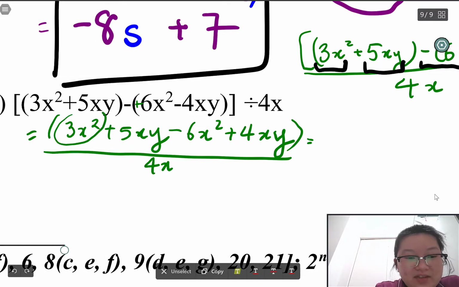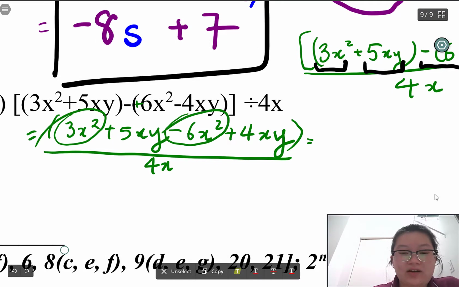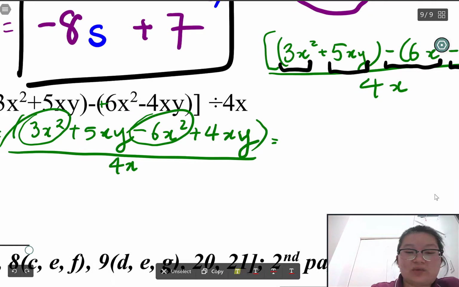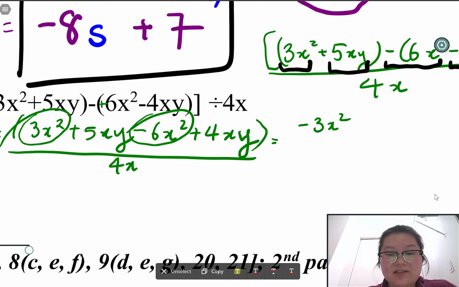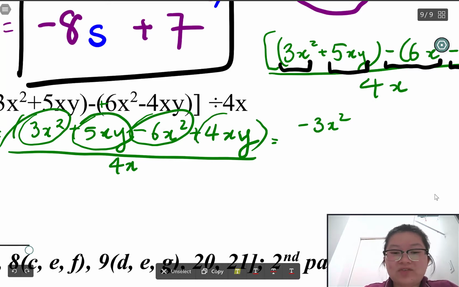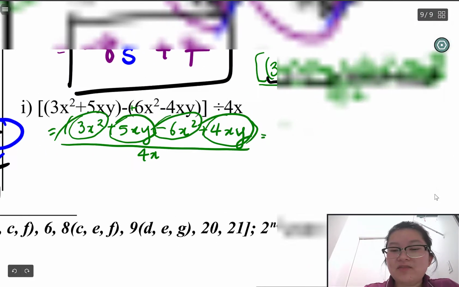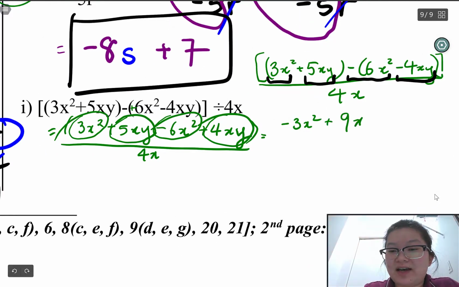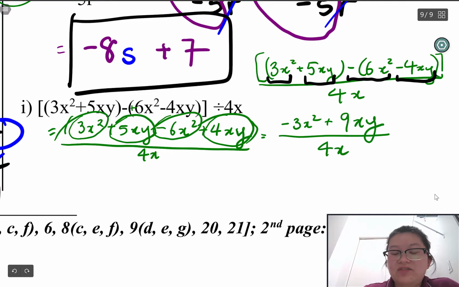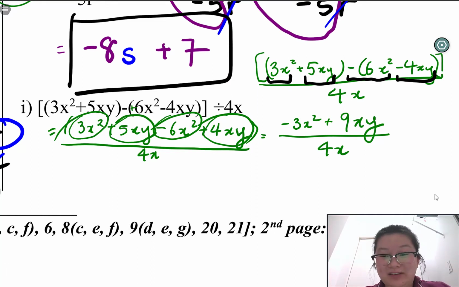I have a 3x squared here and a negative 6x squared. So 3x squared minus 6x squared, that's going to give me minus 3x squared. Okay, I don't have space to write it, otherwise I would. But hopefully at this point you'll be a little bit more comfortable with subtracting polynomials. Here I have plus 5xy plus 4xy. So 5 plus 4 gives me 9. And of course this is xy, so this is plus 9xy. Well, isn't that much easier to divide by 4x than the whole thing that we had above?